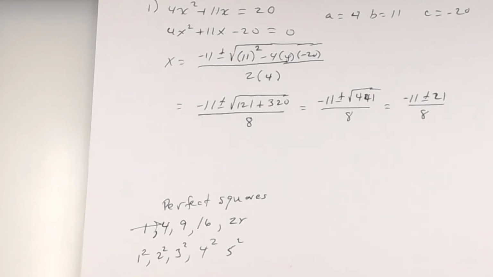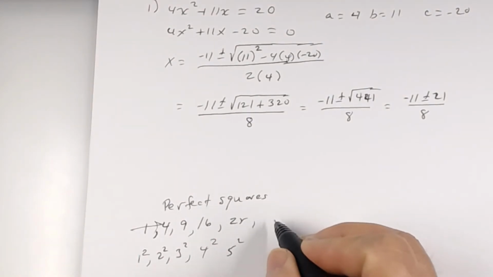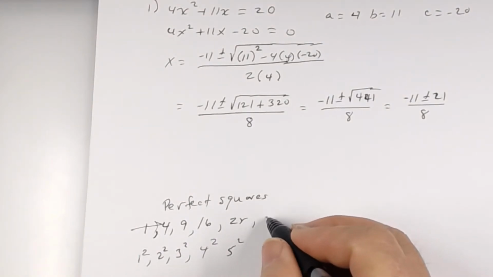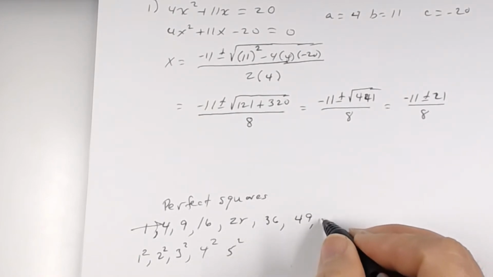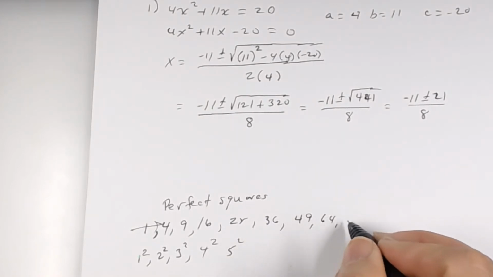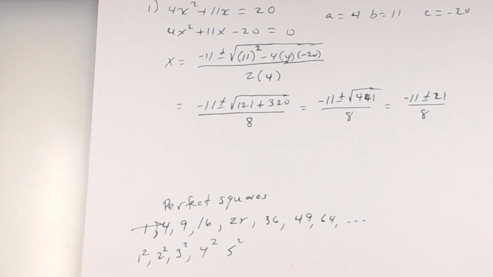Now there are an infinite number of them. The next one after 25 is 6 squared. What's 6 squared? 36. 7 squared? 49. Next one? 64, and so on. All right, so these are perfect squares. So 441 obviously is a perfect square because 21 times 21 is what? 441. So that's why you don't have a square root anymore.